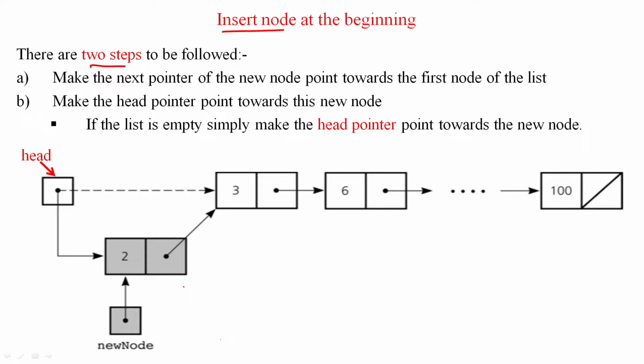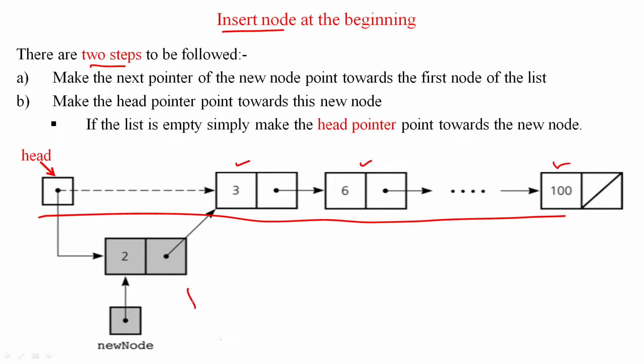Look at the structure. Here this is the given list. The first node is 3 and the second node is 6, etc. The end node is 600. Now our aim: a new node is created. The new node has the value 2 and its next field has a null address. Now the new node has to be inserted at the beginning of the list.